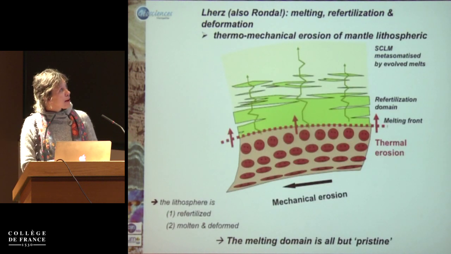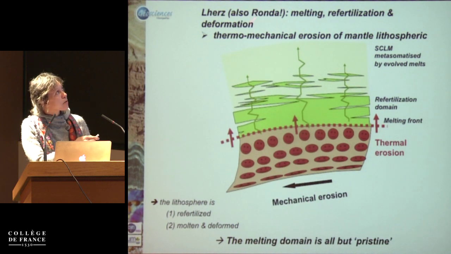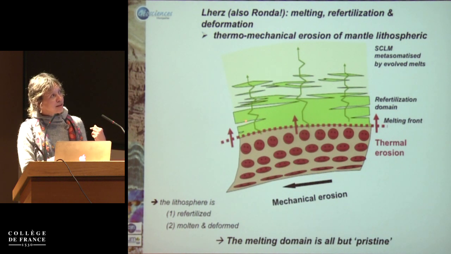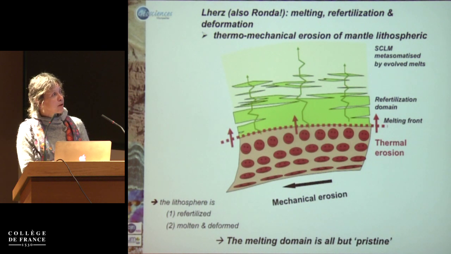If I try to summarize the observations we see in Lherz, and they are also valid for Ronda, that I could not show because it would be too long, you have a melt percolation front that changes the composition of the lithosphere. It crystallizes pyroxenes, so we call it refertilization because relative to the original harzburgites, these rocks are easier to melt. They have lower melting points.